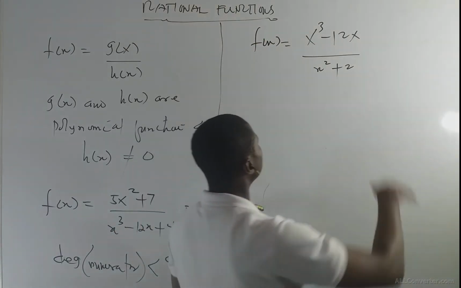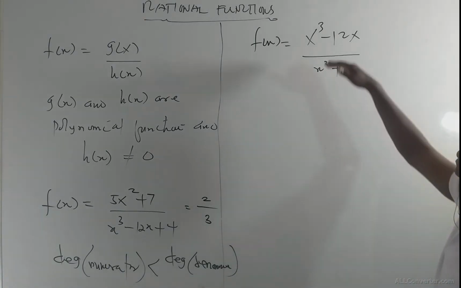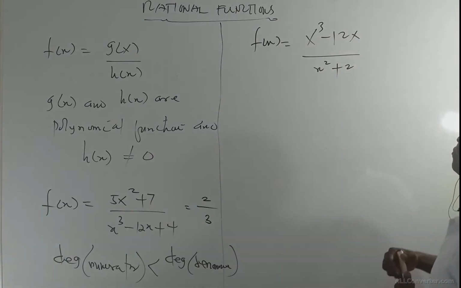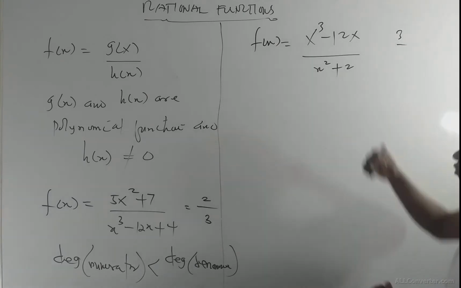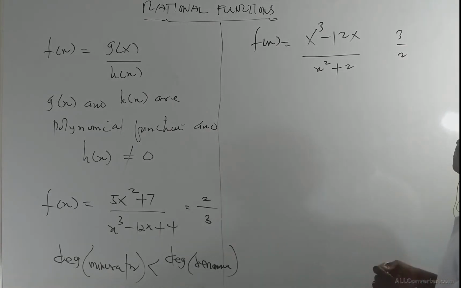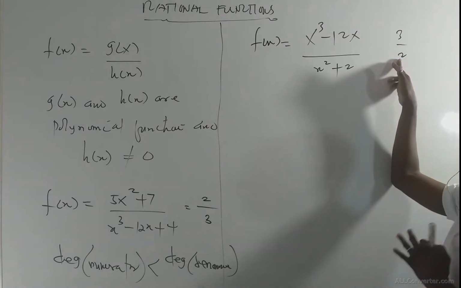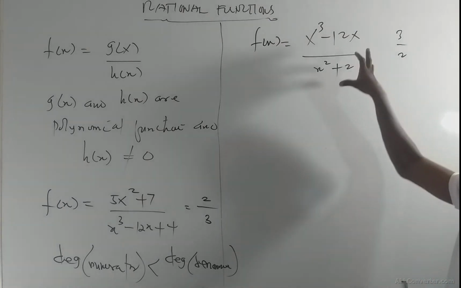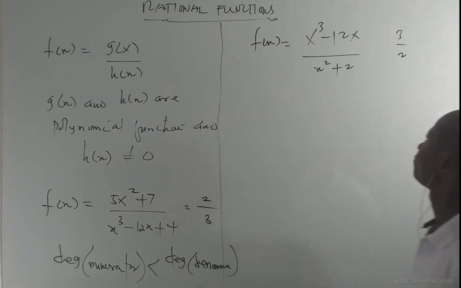So when you look at the numerator, the degree, or the highest exponent of the variable, is 3. You can see that. And that of the denominator is 2. So you can see that the numerator is bigger than the denominator in terms of the degree. So this is an improper rational function.